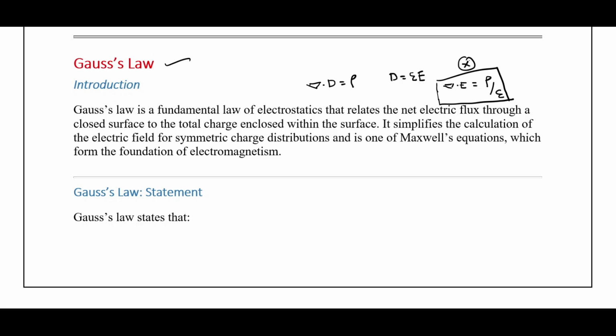So then Gauss law is the fundamental law of electrostatics that relates the net electric flux through a closed surface to the total charge enclosed within the surface. So it simplifies the calculation of electric field. Sometimes in Gauss law, a symmetric charge distribution or asymmetric charge distribution or line charge distribution or surface charge distribution. So we have to choose symmetric charge distribution.